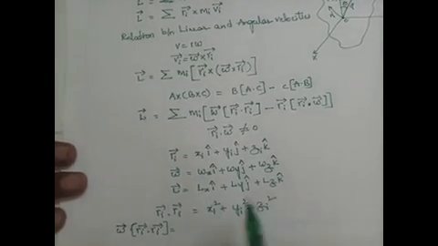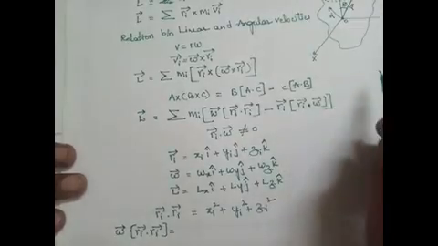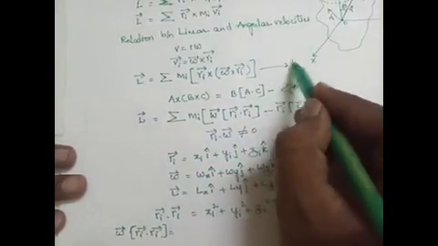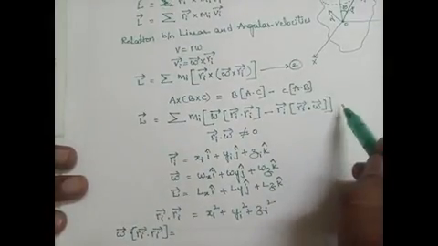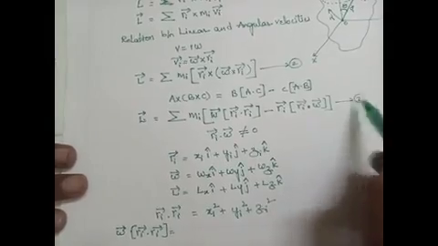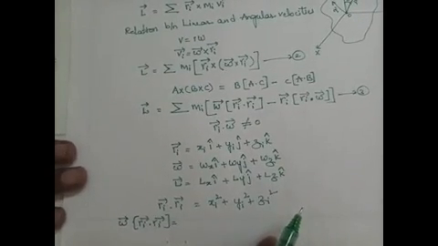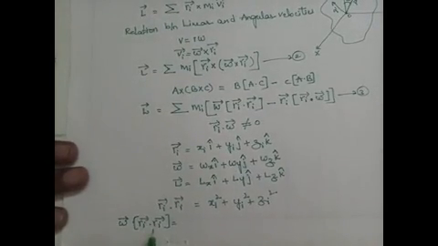Already we know that. Let us assume here, this is equation number 1, this is 2, and this is 3. Now see here from this equation, omega bar dot ri bar, cross ri bar.